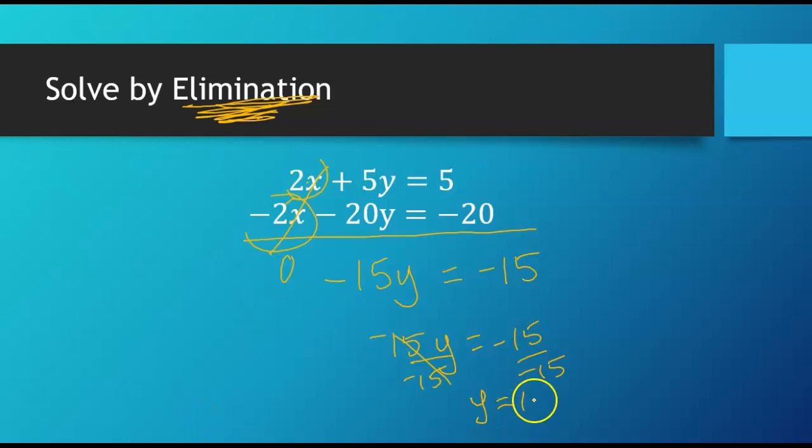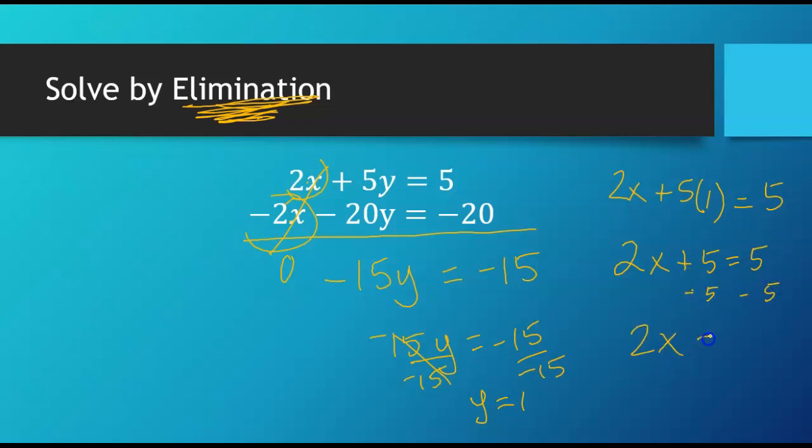Now that I know what y is, I know y equals 1. I can use that to find what x is. And again, I can use the top equation or the bottom equation. Doesn't matter to find x. So I'm going to use the top one here because it's smaller numbers. So 2x plus 5 times y, and I know y is 1, equals 5. So 2x plus 5 equals 5. Subtract 5 from both sides of the equal sign, and 2x equals 0. So if I divide both sides by 2, 0 divided by 2 is 0. So the point where these two meet is going to be at 0, 1. X equals 0, y equals 1.